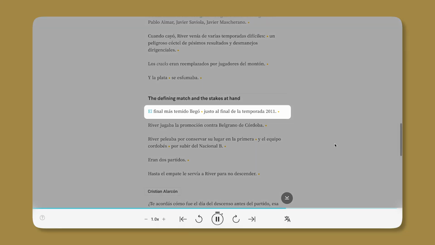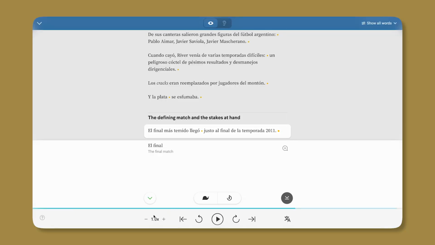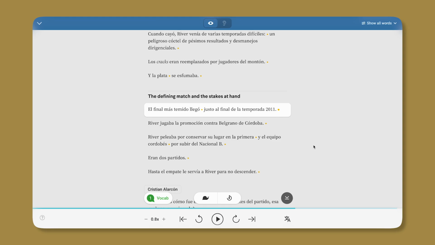But here's how it sounds in Argentinian Spanish. El final más temido llegó justo al final de la temporada 2011. So fast. I think I might turn down the speed. Let's go to 0.8. I'm noticing a couple things. So the way that he says más is not más, it's ma. So there's like a dropped S at the end. El final más temido, and llegó is not llegó, it's llegó. Because in Argentinian Spanish, the double L is pronounced like sh. So, el final más temido llegó justo al final de la temporada 2011.